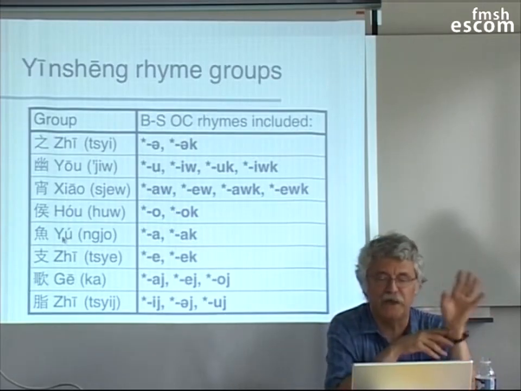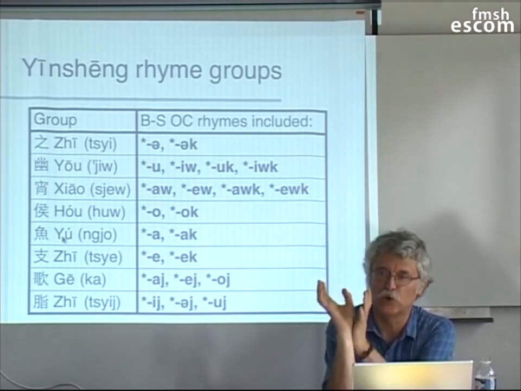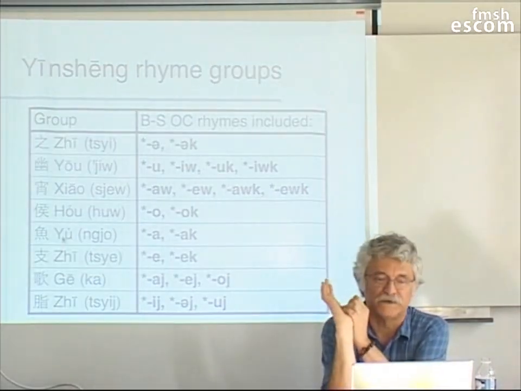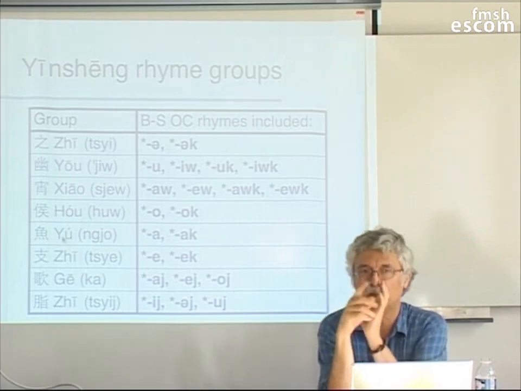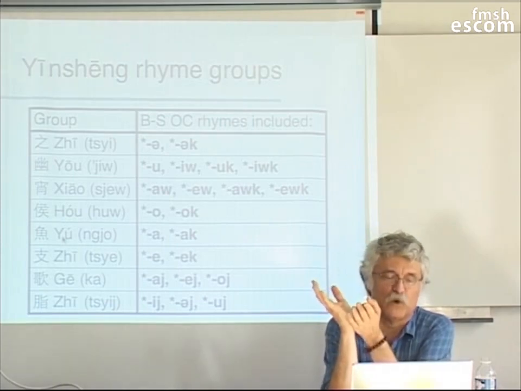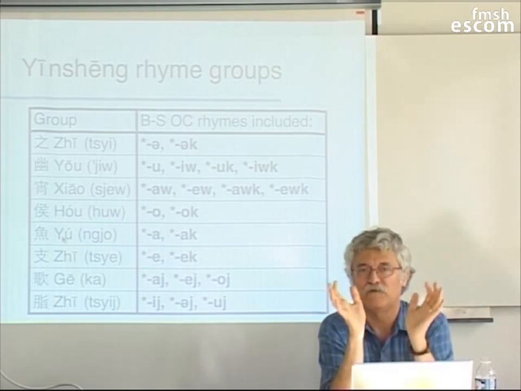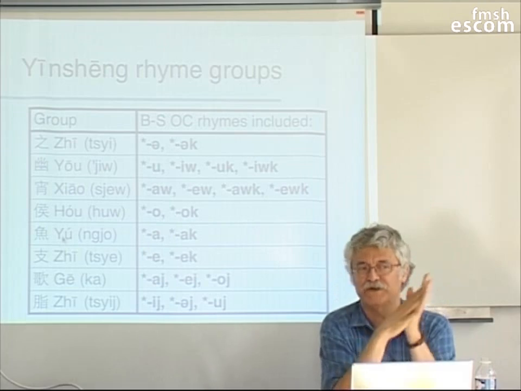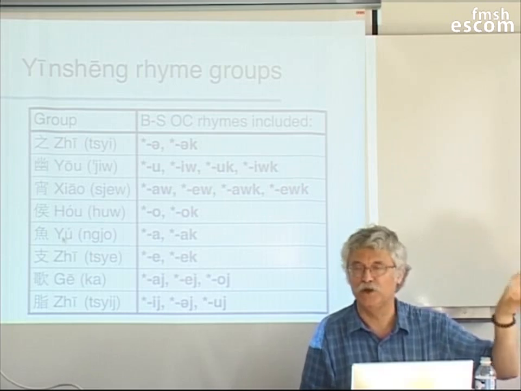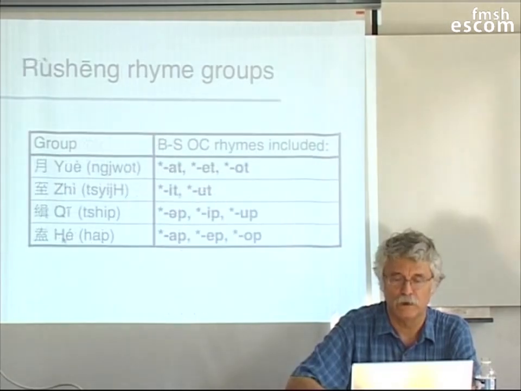And if you take each rhyme group and you see what the possibilities in our reconstruction system are within that rhyme group, most of them correspond to at least two different things in our system. So the zhibu, words in both schwa and schwa-k belong to the zhibu. Some of them have as many as four. So yobu has u, iu, uk, and iuk. All of those fall within the traditional yobu. So if you're just saying, well, this is yobu and this is yobu, you may be matching a u against an iwk or something like that. So that's one of the problems.